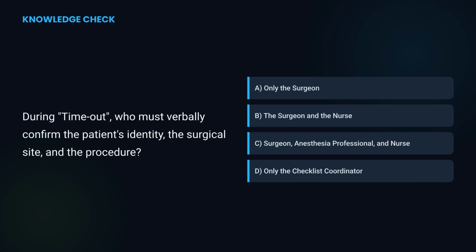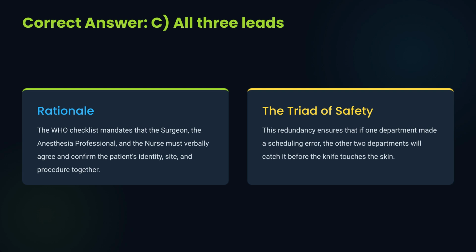During timeout, who must verbally confirm the patient's identity, the surgical site, and the procedure? The correct answer is C, the surgeon, anesthesia professional, and nurse. All 3 team leads must verbally agree to provide crucial redundancy against wrong patient or wrong site surgery.